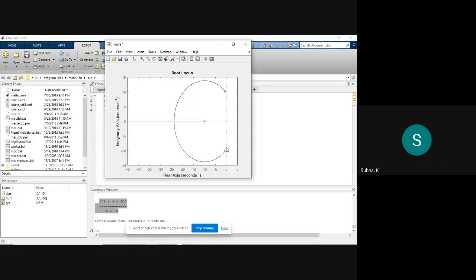The zeros are imaginary. Two zeros are there because in the numerator you are having a quadratic polynomial. So two zeros will be there, and only one pole located at minus 10. This is the root locus. This one will be the fifth graph that you have to paste. With this, shall we wind up?